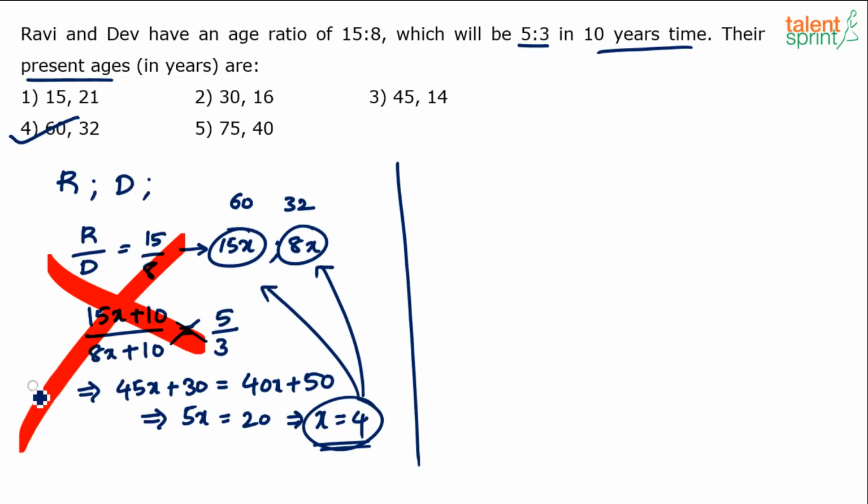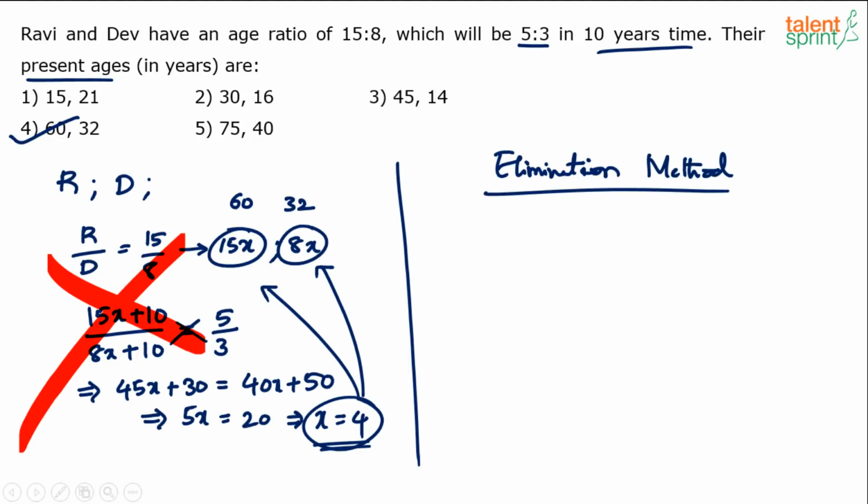And what is that better way of getting the answer? Use elimination. Elimination method. Eliminate the wrong answers. Not just in ages, wherever ratios are involved, you can actually eliminate the wrong answers very easily. Now, how do you eliminate the wrong answers? Simple. You know that their present ages are in the ratio of 15:8, 15x and 8x. Their present ages should be 15 times some value and 8 times some value.